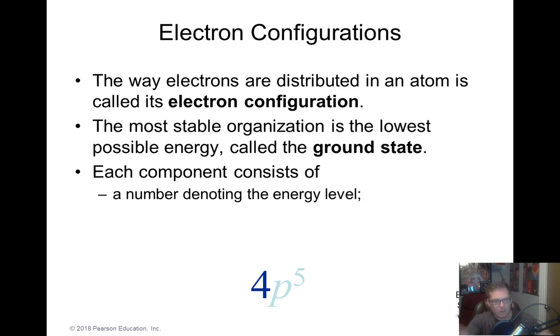Alright gang, here we go. Chem 2, Unit 2, end of Chapter 6, we're going to talk about electron configurations.